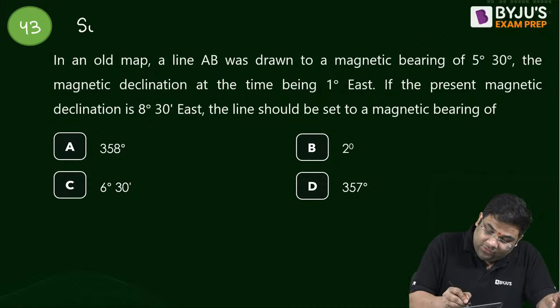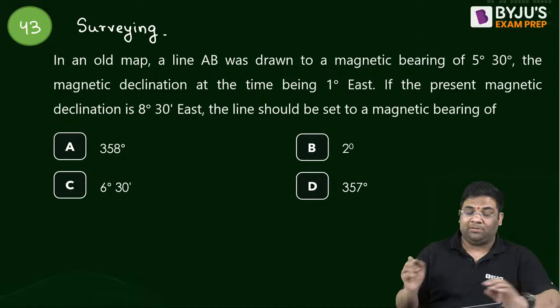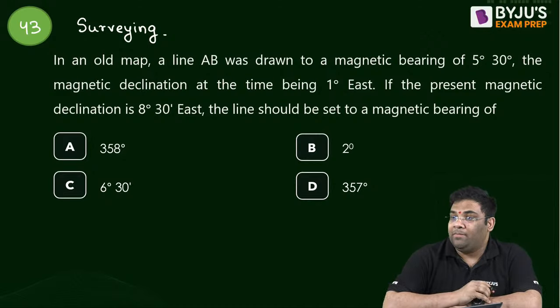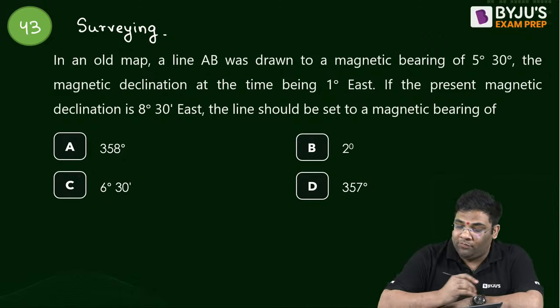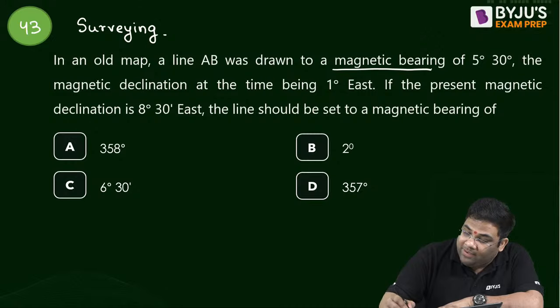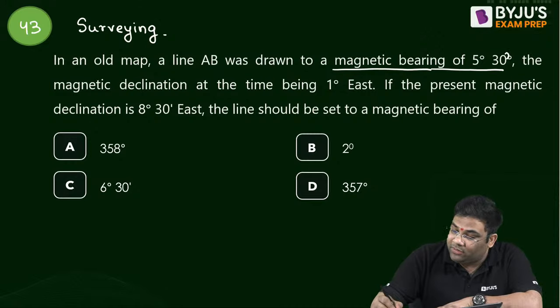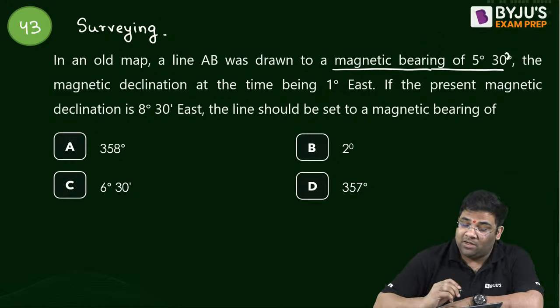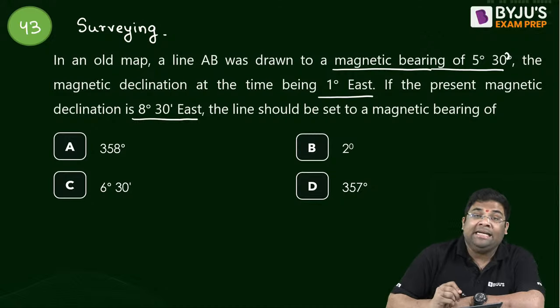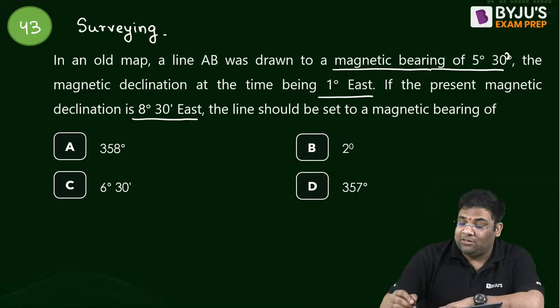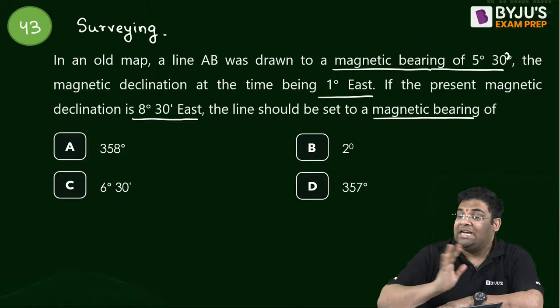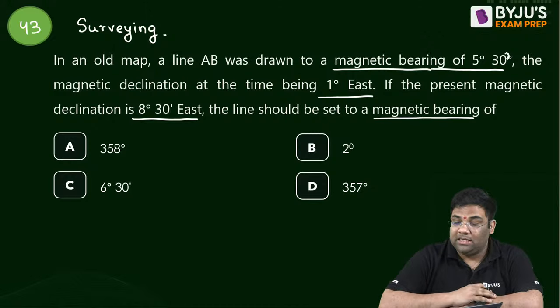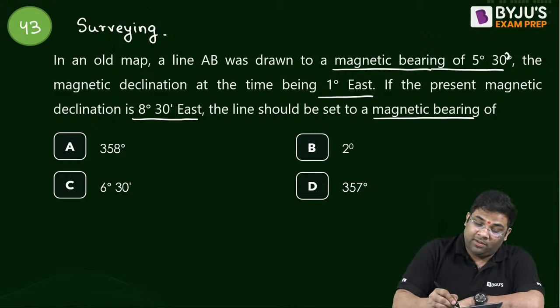Surveying is asked next. So let us have some important questions of surveying. In an old map, a line AB is drawn with a magnetic bearing of 5 degrees 30 minutes. This is minutes actually, sorry. The magnetic declination of the line being 1 degree east. If the present magnetic declination is 8 degrees 30 minutes, the line should have a magnetic bearing of, a very standard question. Please answer this question. Very standard question from surveying, compass surveying.